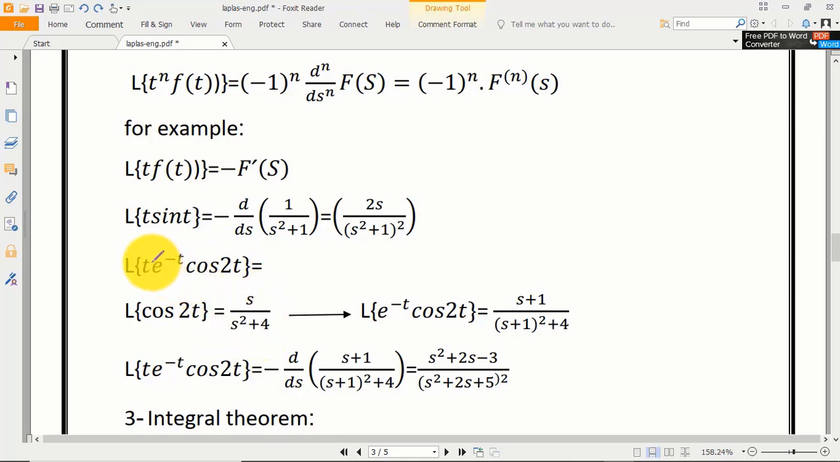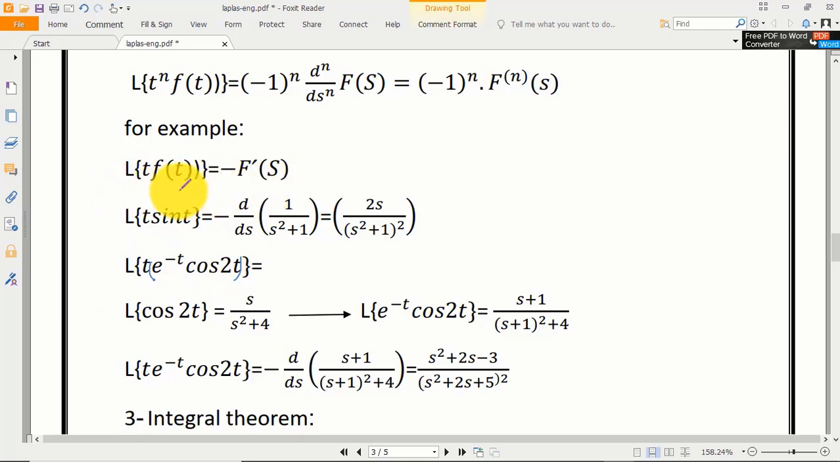Now I have to move one function back, and I'm going to evaluate the Laplace of e to the negative t times cosine 2t according to the shifting pattern. This is equal to the Laplace of cosine 2t, where I replace s with s plus 1. So this would be the result. And again, I move one function back to find the Laplace of t times e to the negative t times cosine 2t.